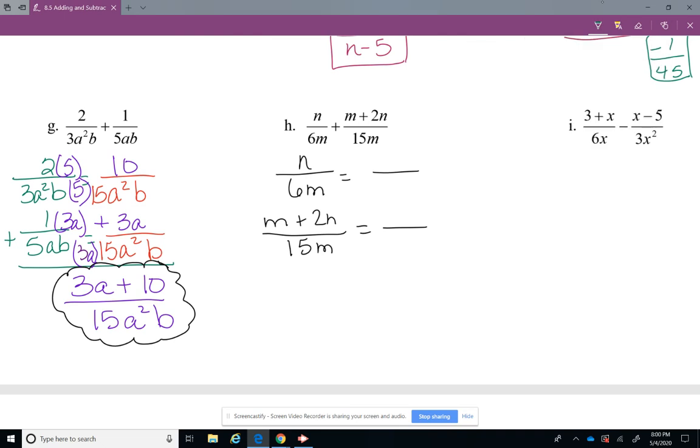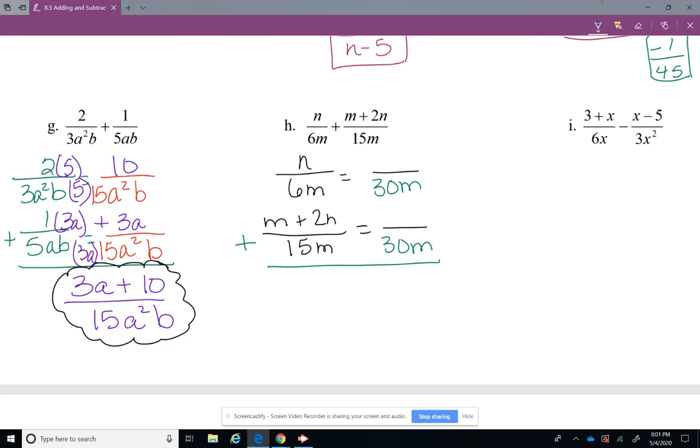All right, draw a line. We're adding these. So I'm going to count by 15, and when I say 15 times 2, 30, I automatically know that 6 and 15 both go into 30. So I'm going to put 30 as my least common denominator. They both have an m, and so I only need one. I take the variable with the highest exponent.